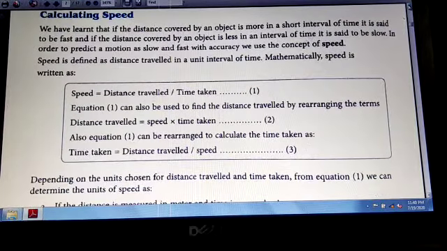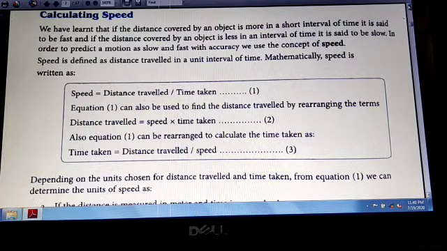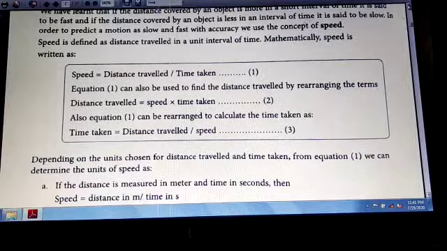So same formula is written here. Speed is equal to distance travelled by time taken. Speed is denoted by small s, distance by small d, and time as small t. So distance travelled is equal to speed into time taken, and time taken is equal to distance travelled by speed. So three methods we can calculate.